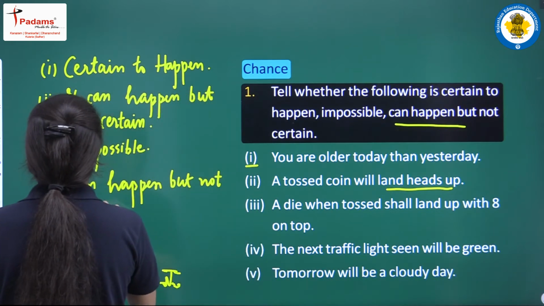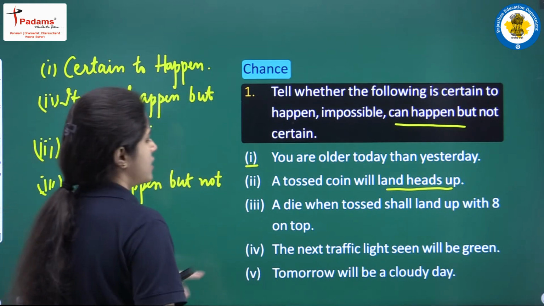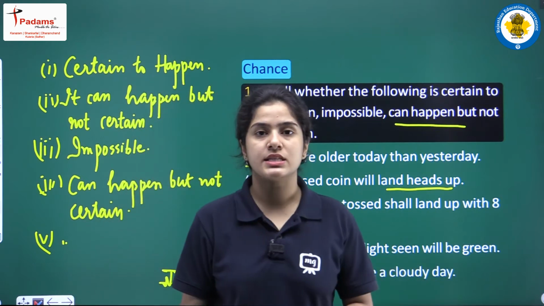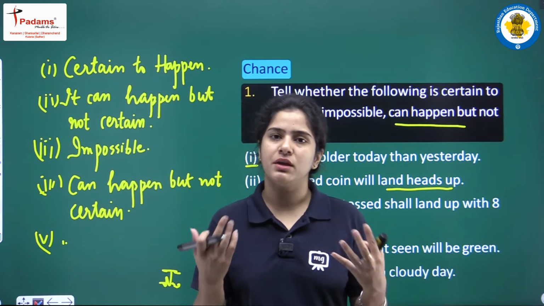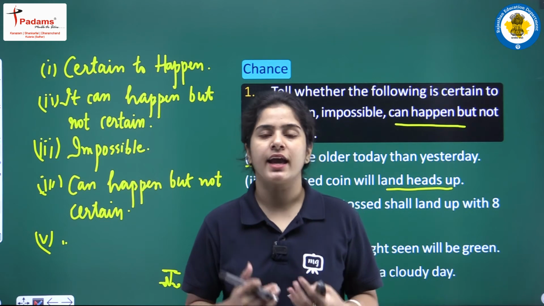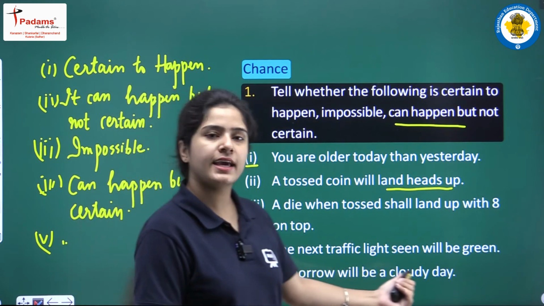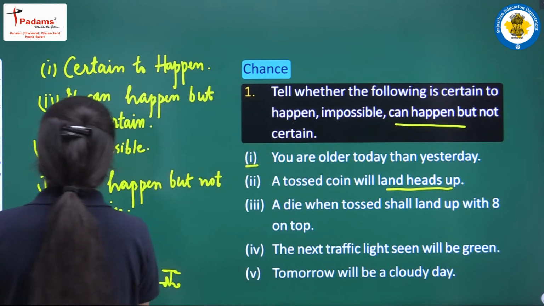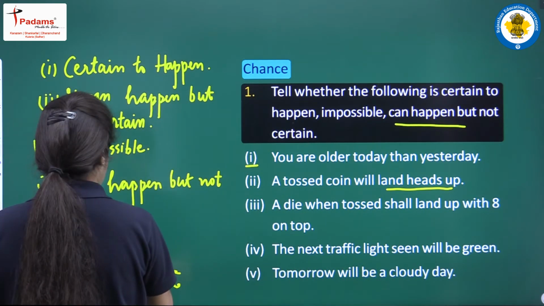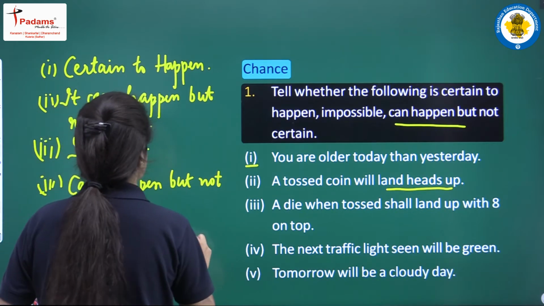Now students, the fifth: tomorrow will be a cloudy day. It can happen, but we are not sure, because it can be a rainy day, it can be a sunny day, and it can be a cloudy day. So it can happen but not certain.